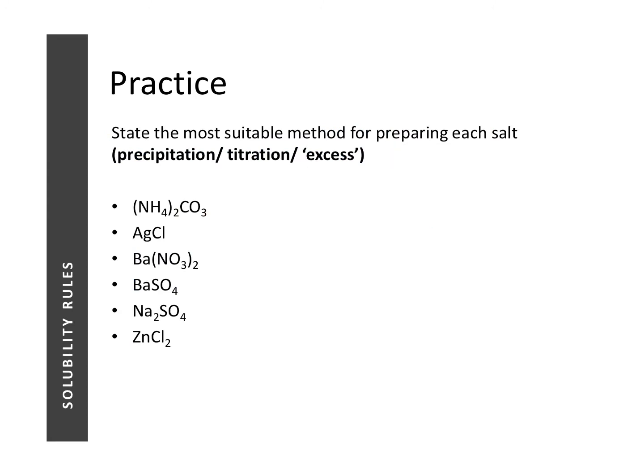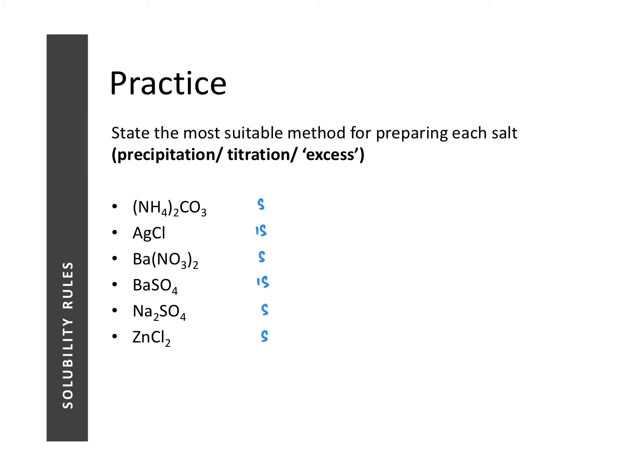So let's do another practice now. These are the same 6 salts that we have previously determined to be whether they are soluble or insoluble. Now let us try applying the rule that we have just learned to determine which method to use to prepare each salt. Okay, so let us very quickly write down the solubilities of each salt. To start with, we have ammonium carbonate, which is soluble. Okay, silver chloride, insoluble, soluble, insoluble, soluble, and soluble.